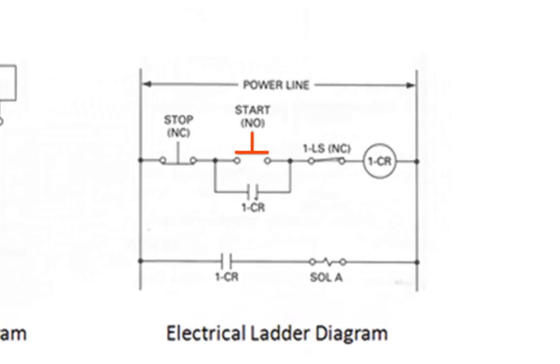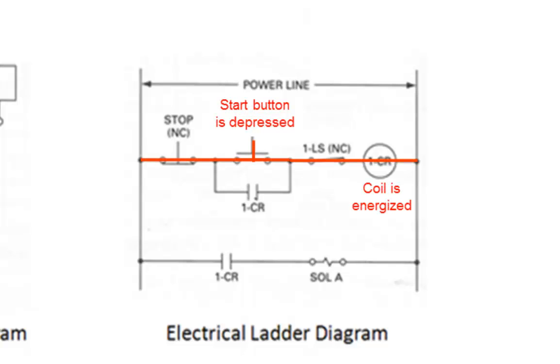Here is the start button. It's a manual push button switch. If I were to depress that button, it connects this circuit and energizes the coil. It's labeled 1-CR, coil relay number 1. When that is energized, it closes the contacts for this relay here, and this one also is labeled 1-CR, so it closes those contacts as well.